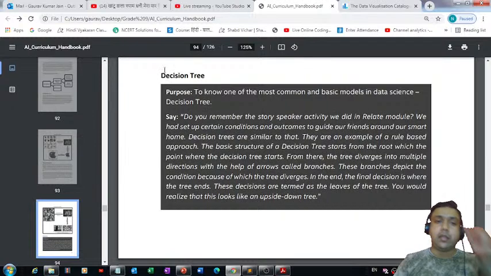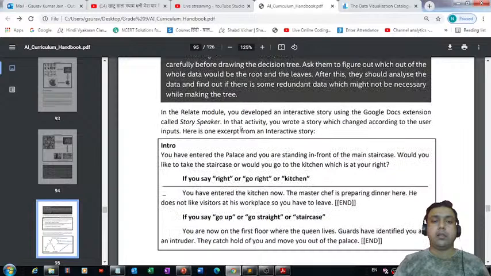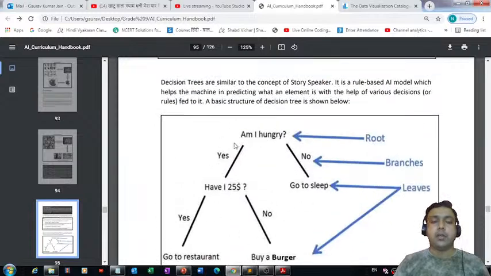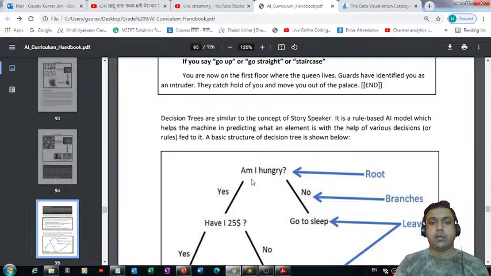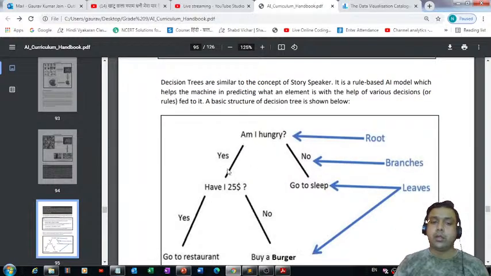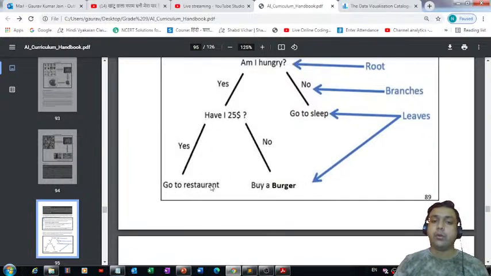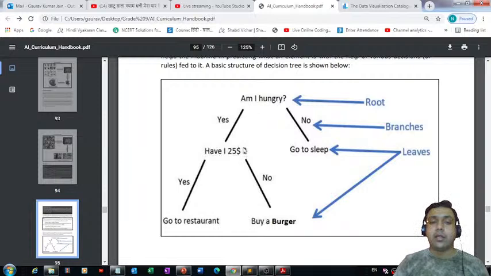Then there is the decision tree. A decision tree is something like this. We start with the root node and then we further bifurcate it. This root node represents a type of query: am I hungry? If it is true, then we go further. If it is not true, then we end. If it is true, we check the next thing: do I have $25 or not? If this condition is true, we'll go to the restaurant. If this condition is false, we'll buy a burger.